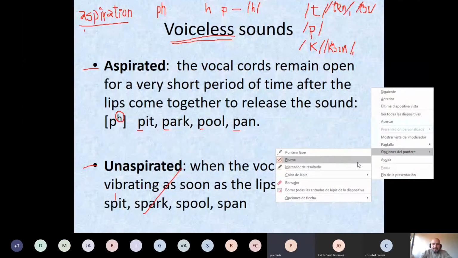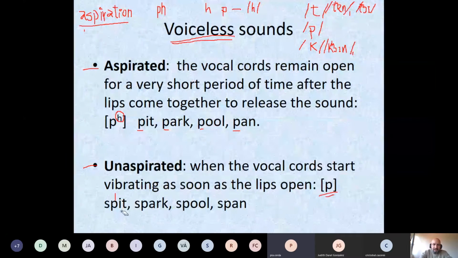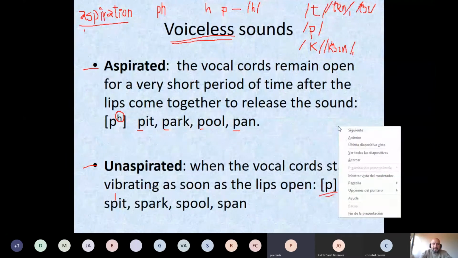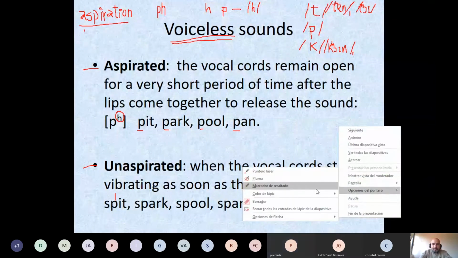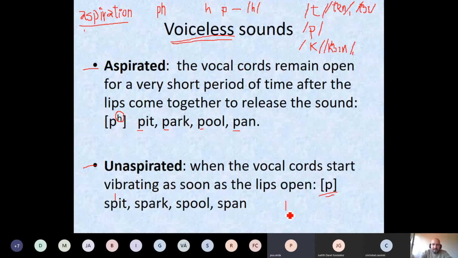In middle position, as the examples that are here, you don't have aspiration. And for example, the same sound p in this word, top, no aspiration, top, top. So this small symbol that Pia was asking about, this small letter H, that means this phoneme is aspirated. It is not present when the sound is in middle position or in final position.